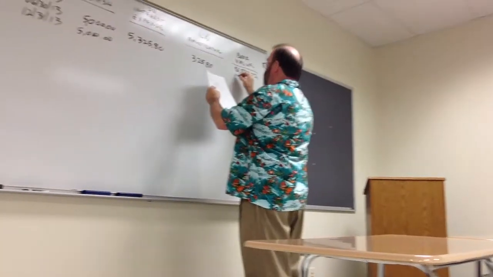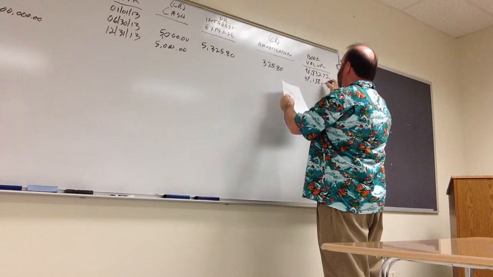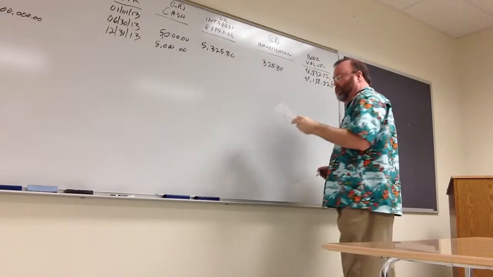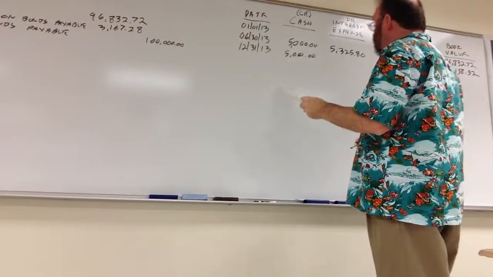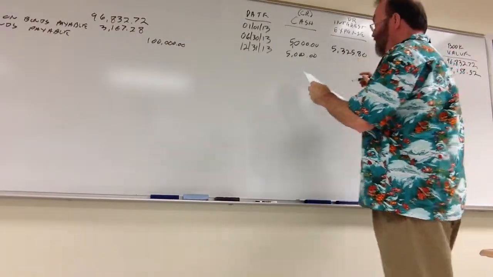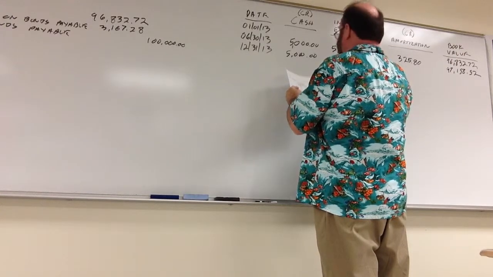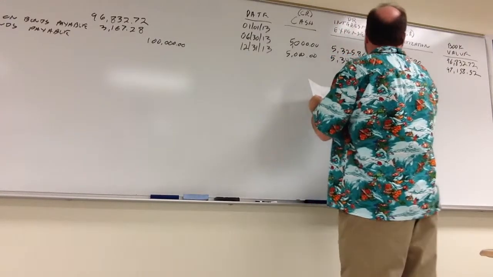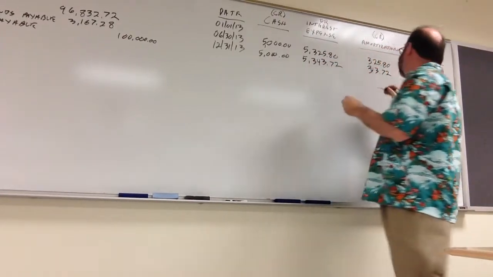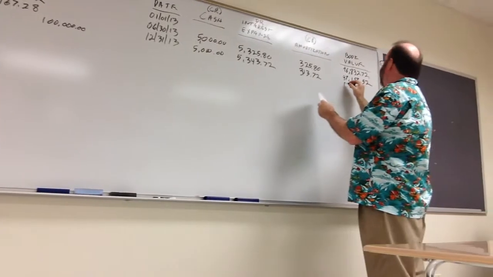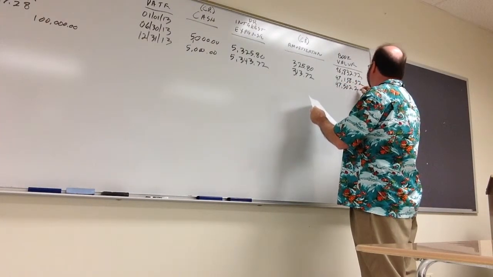So it goes to $97,158.52. And then on 12/31/2013, multiply that times 5.5%. $5,343.72, $343.72 in amortization, and we now have $97,502.24.